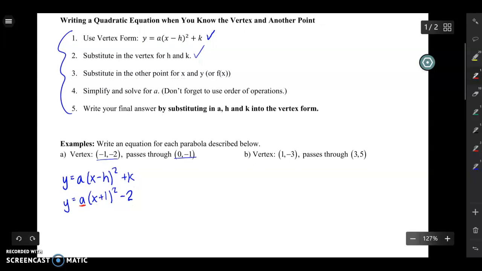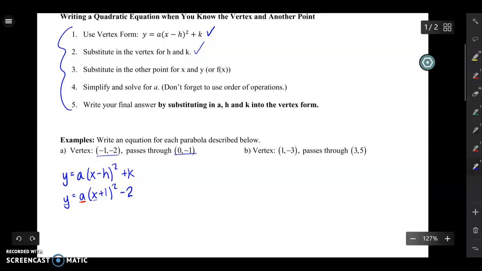So to do that, I am going to substitute in this other point. I don't know what a is, but I do know an x and a y that are paired together for this function. So I am going to substitute in this point for my x and y. So my y is -1 and my x is 0.